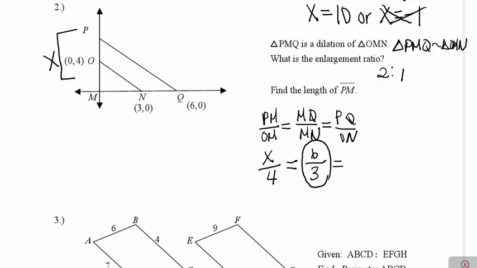Now, to find the length of PM, I'm just going to solve this proportion. So you can go ahead and cross multiply. So you get 3x equals 24. When you go ahead and solve for x, you get it's equal to 8. And x is the length of PM. So that's your final answer for the length of PM.